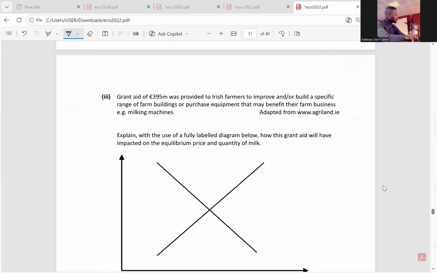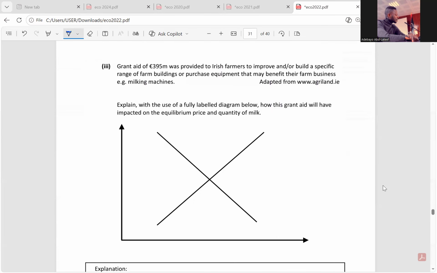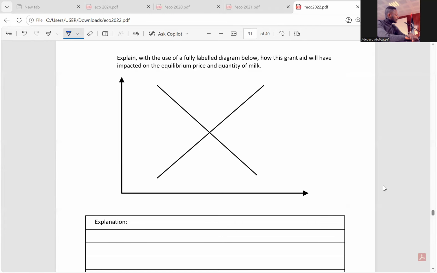So they said grant aid was provided for Irish farmers to improve or build a specific range of farm buildings or purchase equipment that may benefit their farm business, e.g. milking machine. Explain, using a fully labeled diagram, how this grant aid will have an impact on the equipment price and quantity. No, this is not it. This one is different. This is supply and demand. Grants. It's not this.